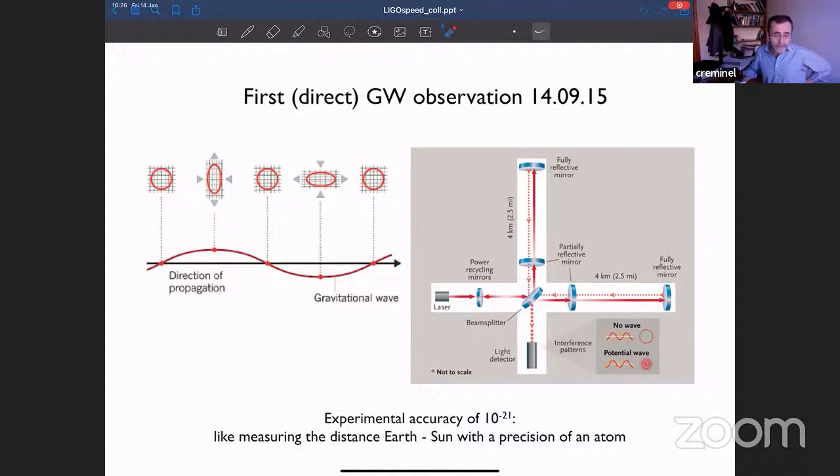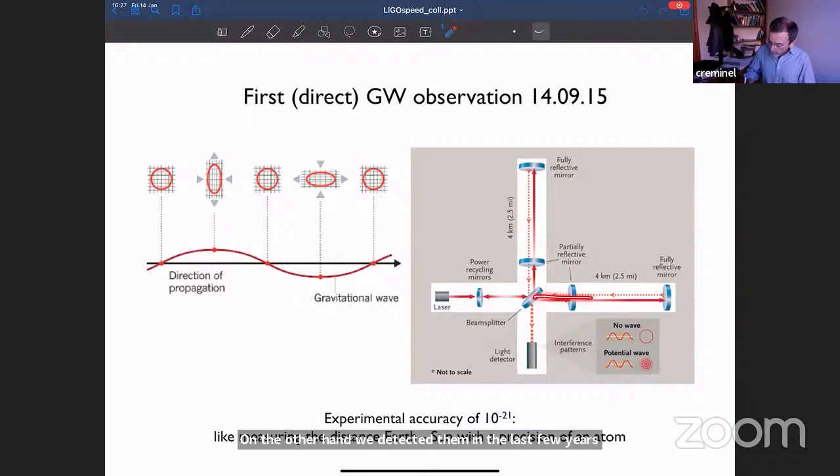Let me remind you, as you heard, that the experimental accuracy to detect gravitational waves of the kind we detected in the last few years requires monitoring the distance in the two arms of the interferometer with a precision of order 10 to minus 21, because you remember this is the typical size of a gravitational wave when it is detected. And 10 to minus 21 means that it would be the same as detecting and monitoring the distance from the Earth to the Sun with a precision of an atom. Okay. So I just want to say this to remark that the experimental results are completely mind-blowing, and I cannot overemphasize this more.